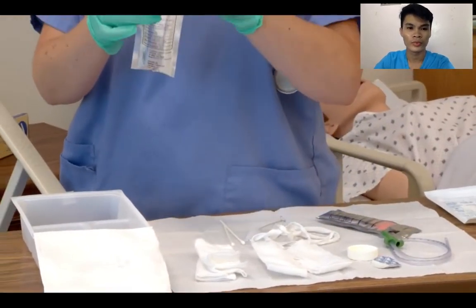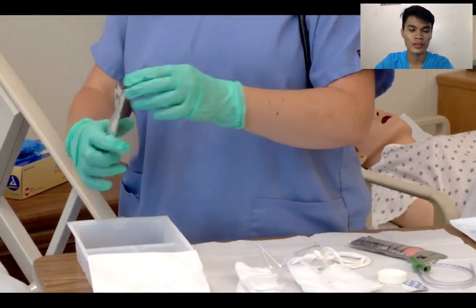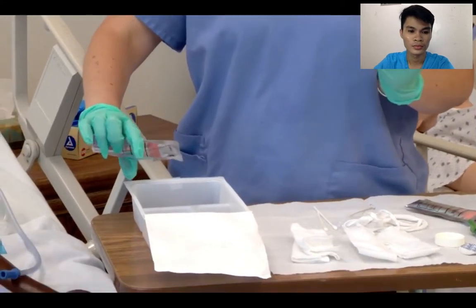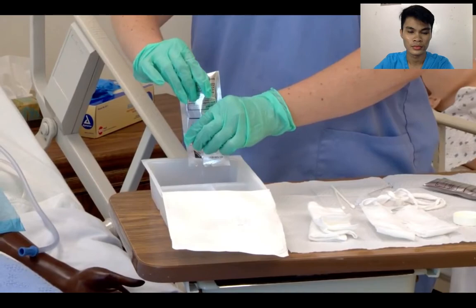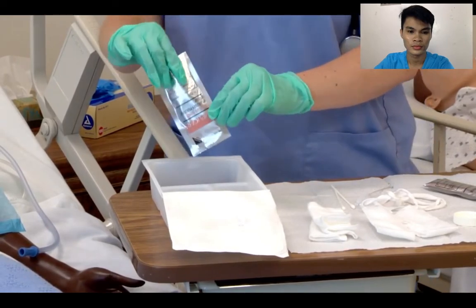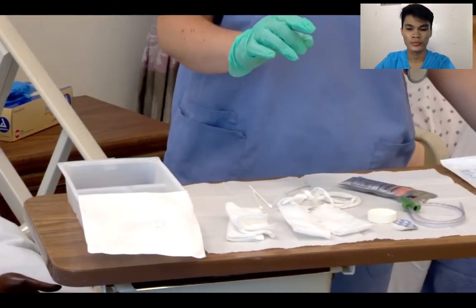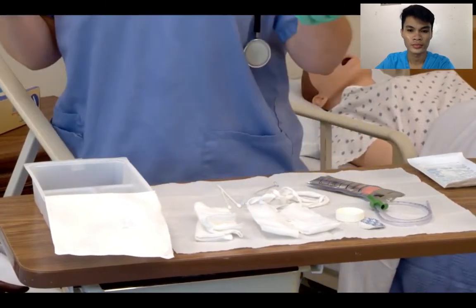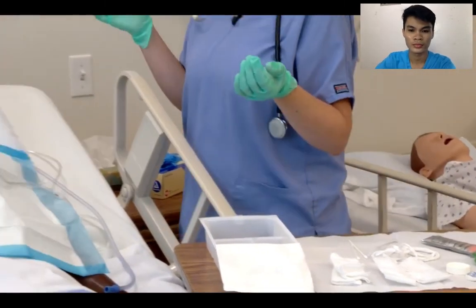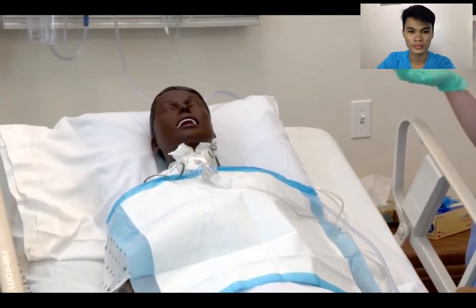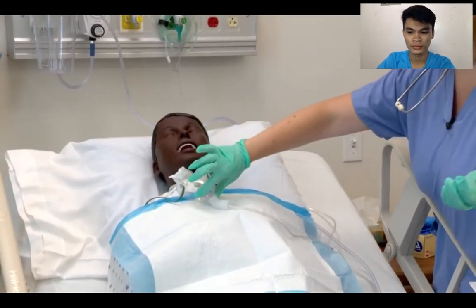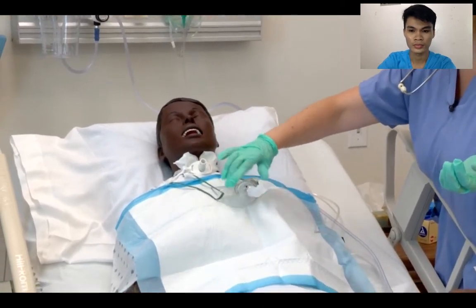Then I've got my hydrogen peroxide. Now we're going to put that in with the 50% saline. So you're going to have a solution of 50 hydrogen peroxide, 50 saline. Okay. Now I'm going to remove the inner cannula from the patient. I'm going to keep one hand sterile, and I've got one hand clean. Always want your sterile hand to be your dominant hand.